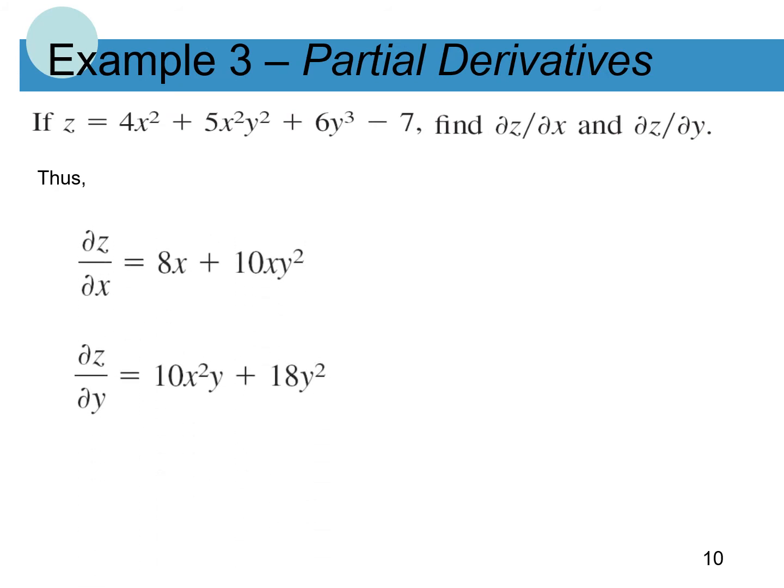Okay, how do we do the partial derivative? Let's say we have z equal to 4x squared plus 5x squared y squared.